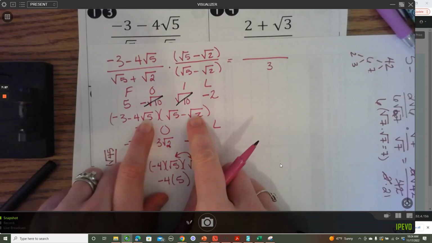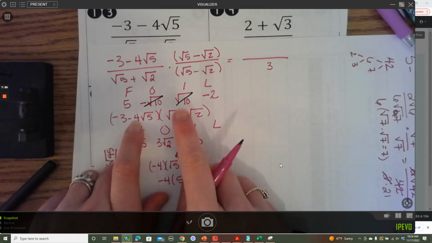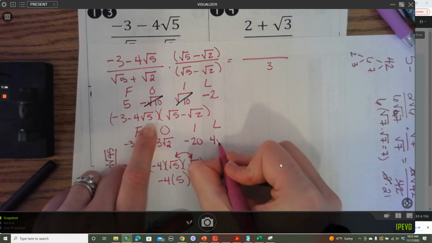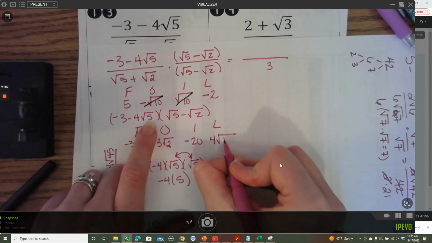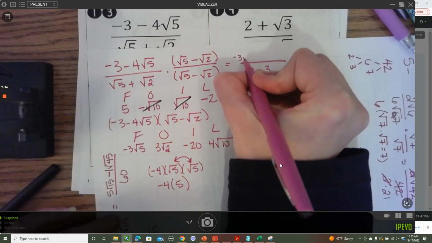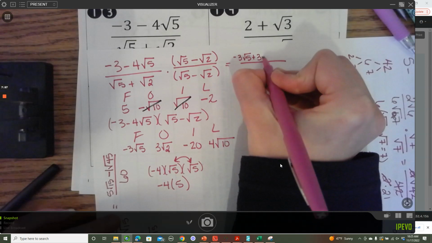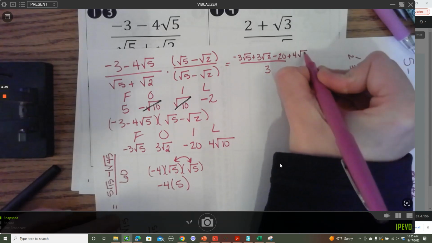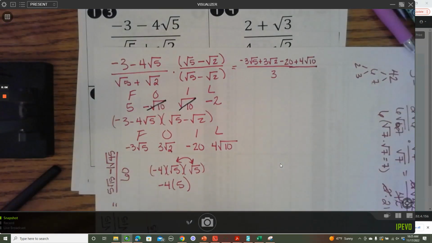All right, and then last. So we know, okay, negatives again. Negative 4 and negative here means we're going to have a positive 4. Then the radical, 5 times 2 is 10. Nothing to combine, right? Because 10 won't break down. That's as simple as it gets. So we've got negative 3 square root of 5 plus 3 square root of 2 minus 20 plus 4 square root of 10. That is still an ugly answer, but that is a simplified answer.